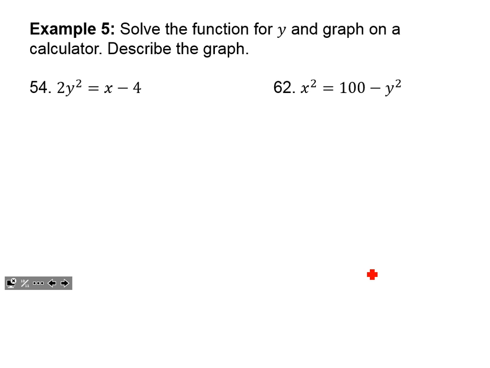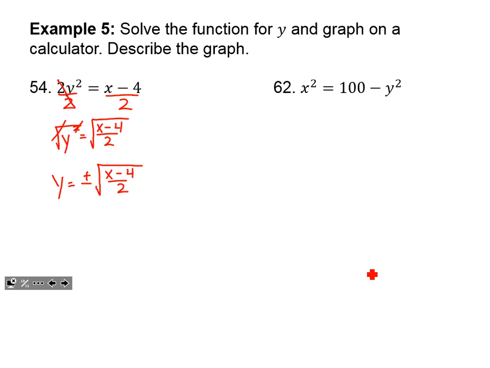If I'm solving that for y, I would divide both sides by 2. Then I have y squared equals x minus 4 all over 2. Then I need to square root both sides. All right, heads up, kids. When we square root, that means plus or minus that square root of x minus 4 over 2.